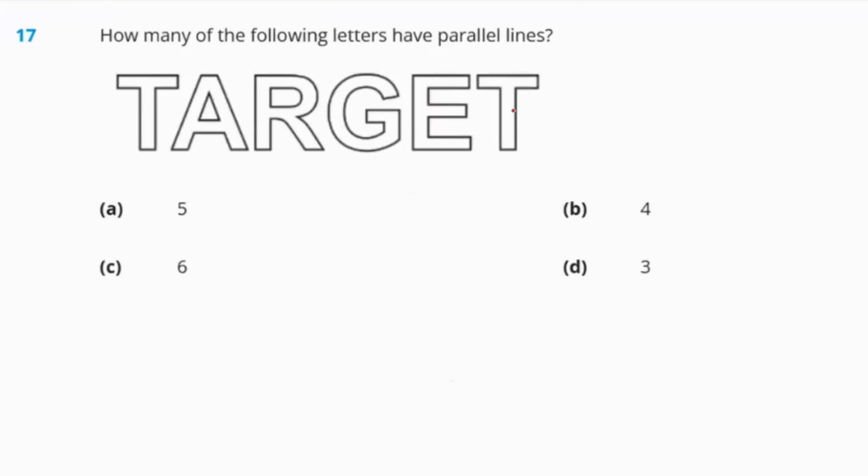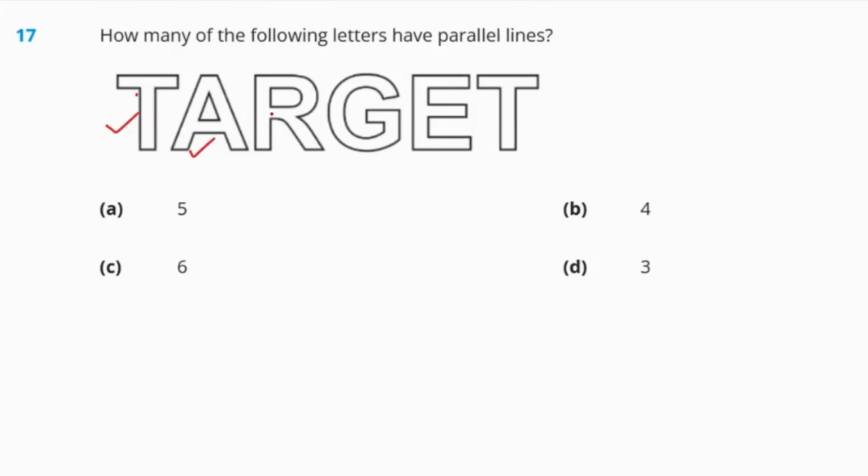Next, how many of the following letters have parallel lines? So here we have to find how many. We will check each and every letter. First one, yes, T has parallel lines like this. See, these are all parallel lines. Parallel lines means they will never intersect each other, throughout their life. That is parallel lines.